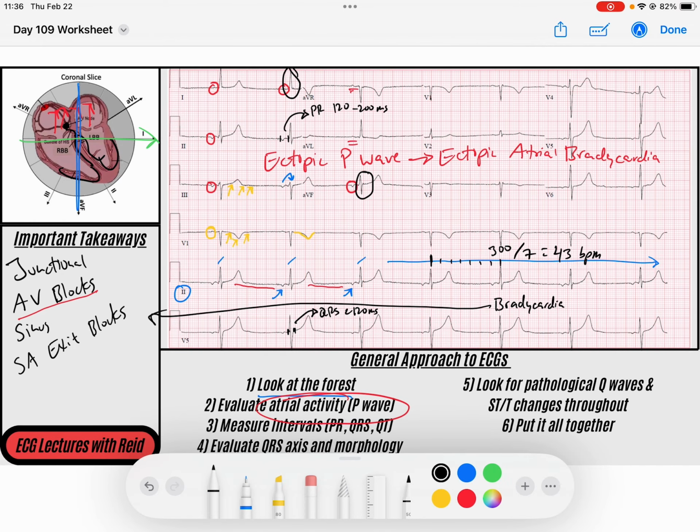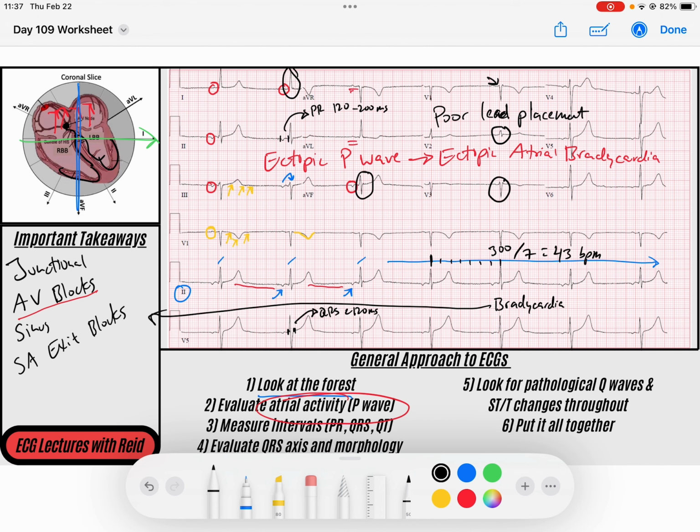I look for R wave progression. You can see I don't have much of an R wave here, but you can see V2 kind of gets taller and then it gets less tall in V3. That is never really a normal finding. I bet this is poor lead placement.